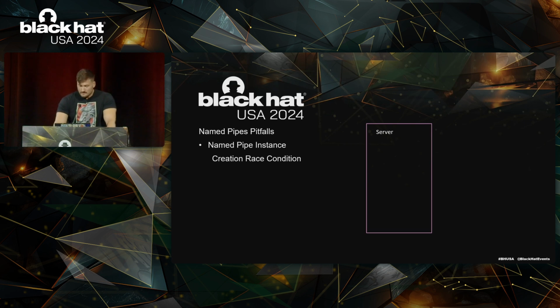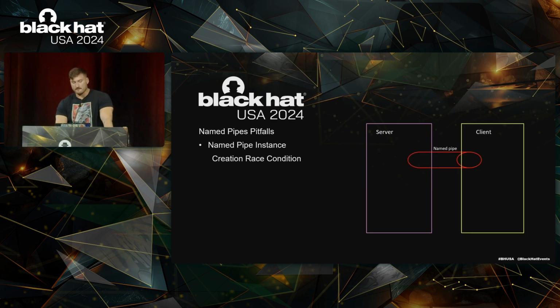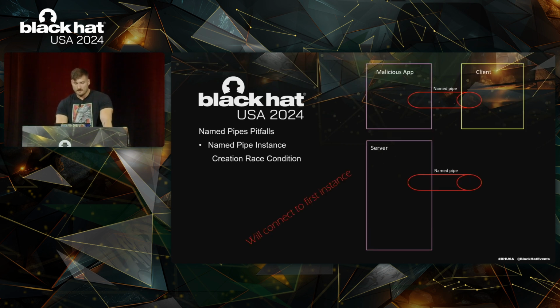And so now let's talk a little bit about problems in named pipes. Basically, there are two very popular ones. First is called the creation race condition, which basically means if I have a server which creates a named pipe, and then a client will connect to this named pipe, if somebody creates this named pipe before the server, the client will connect to the first instance of this named pipe, basically to the malicious app.